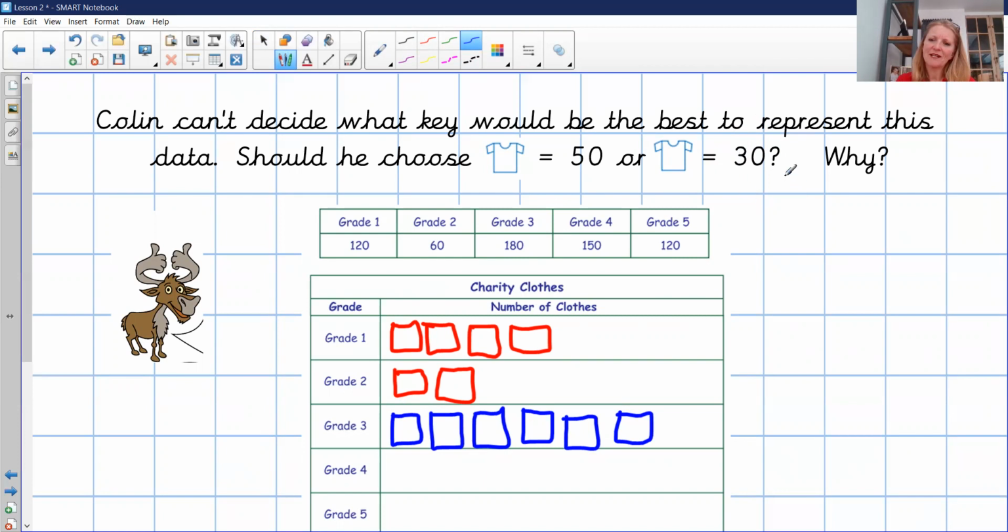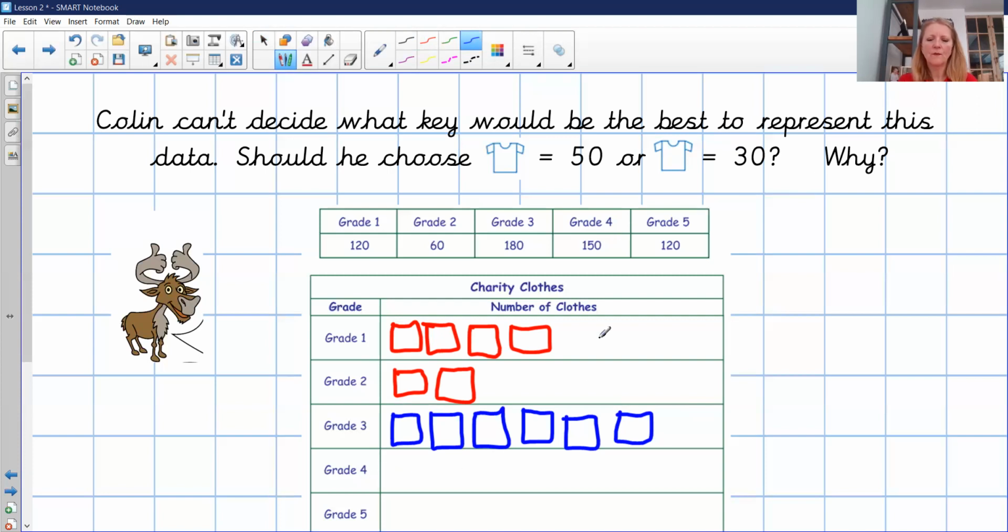Some of you spotted that already. So 6 times 3 would be 18. 6 times 30 would be 180. So all of these numbers here are divisible by 30. So that would be a good choice. That's why Colin should definitely choose 1 t-shirt representing 30.